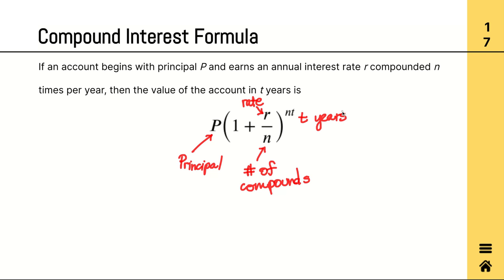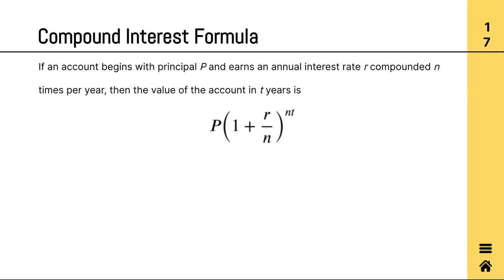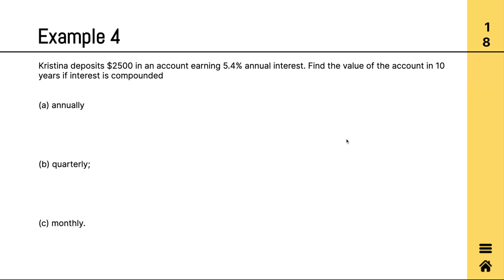All right, so let's clear that out. Let's go back to our mouse and go over to the next slide. Here's an example. Christina deposits $2,500 in an account earning 5.4% annual interest rate. Find the value of the account in 10 years if the interest is compounded, and then we're going to do it 3 times, annually, quarterly, and monthly. Let's start with annually. What is that going to look like?